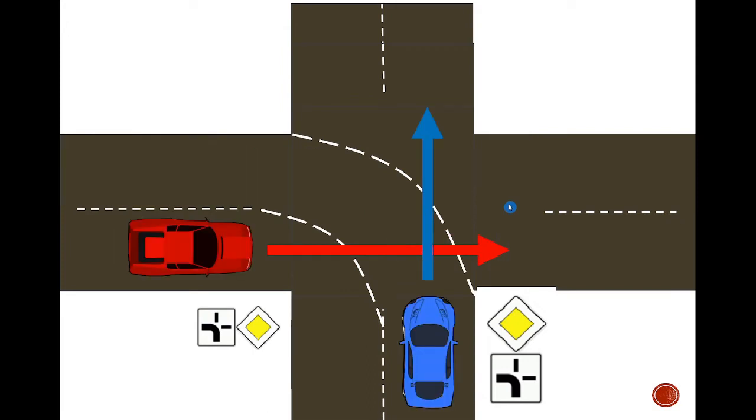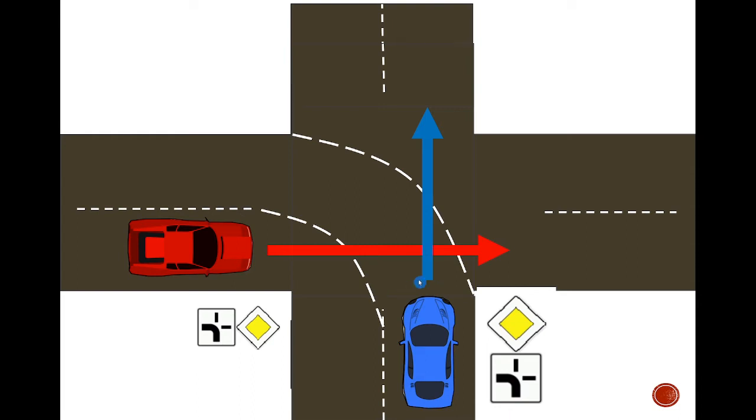The blue car and the red car, as you can see, are on a priority road. But in this example, the blue car wants to leave the priority road, and the red car also wants to leave the priority road. In this case, what kicks in is right before left, because both cars are on the priority road and both cars want to leave the priority road.